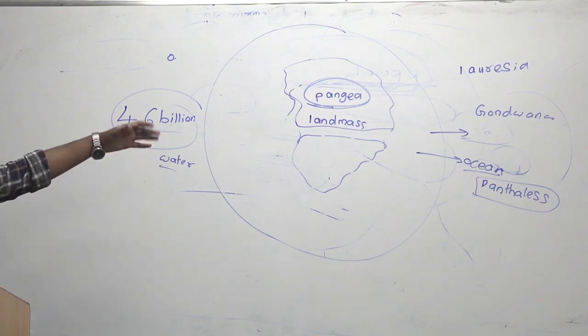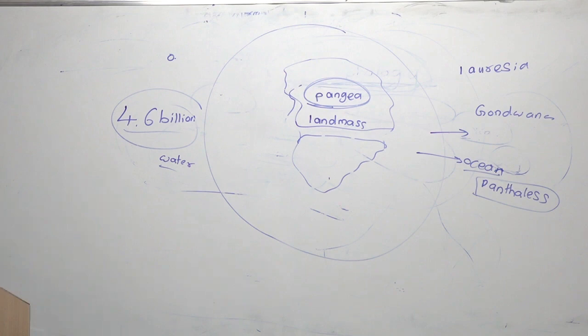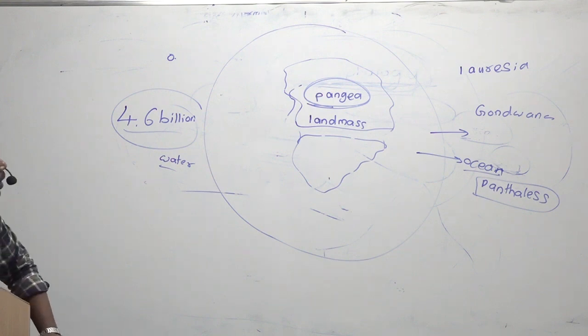Again, the landmasses broke into multiple pieces. Why did they break away? Is there any reason behind that? What is the phenomenon behind that? Did they really break away? We'll discuss tomorrow. Tomorrow's class is very, very important. You'll understand all the related phenomena there. Okay? Just revise it.